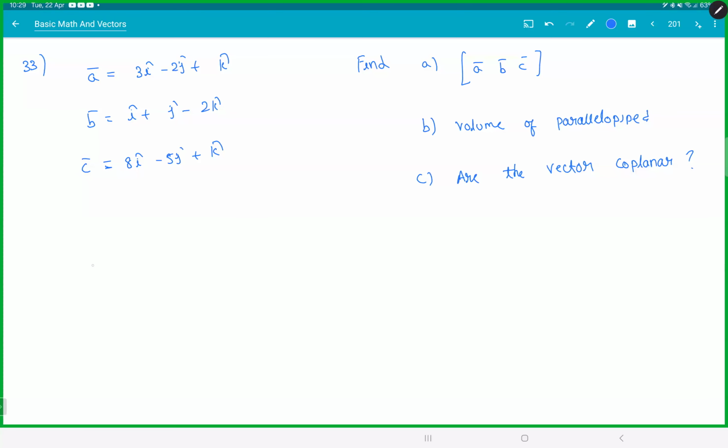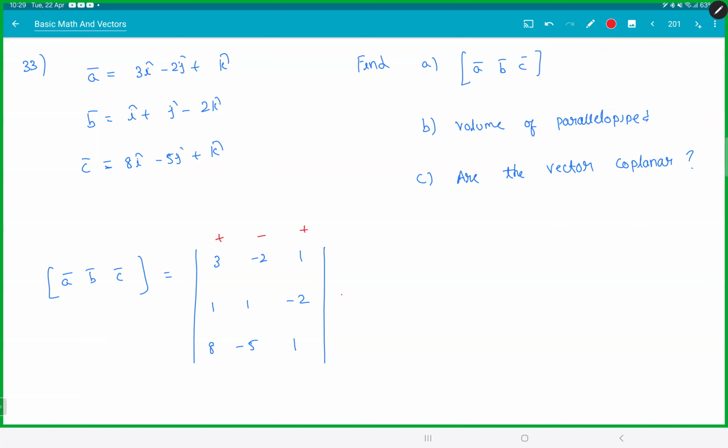In case you're wondering, this is what you do, right? So the box ABC is simply, you need to take the coefficients of I cap, J cap, K cap. So the I cap coefficient is 3, then minus 2 and 1. You're getting it? We need to take these coefficients. You don't take I, J cap. And this is 1, 1 and minus 2. This is 8, minus 5 and 1.